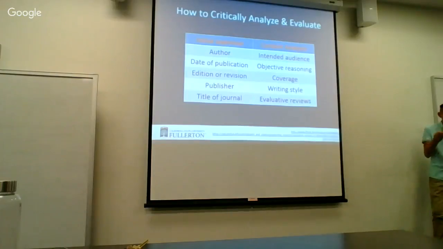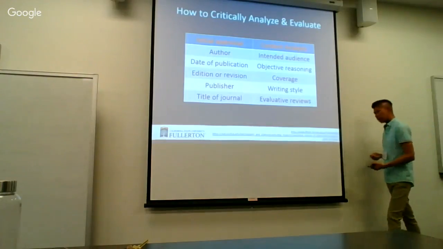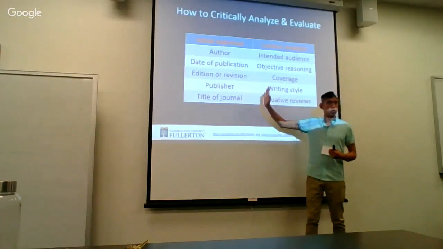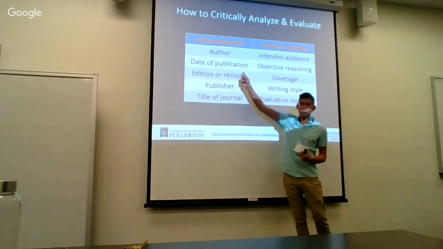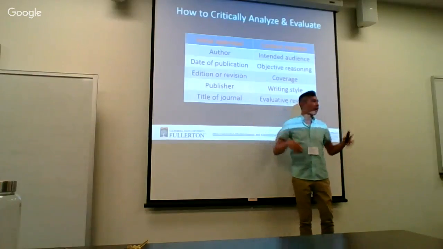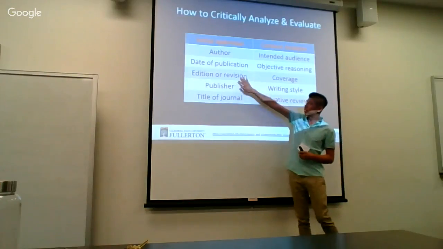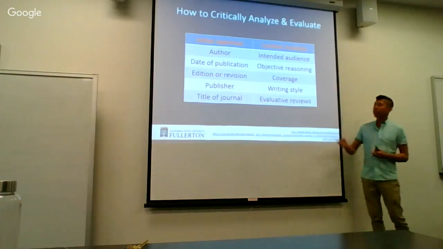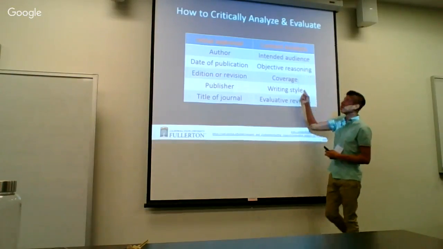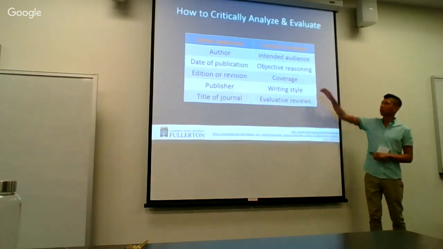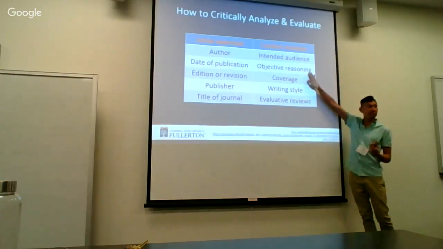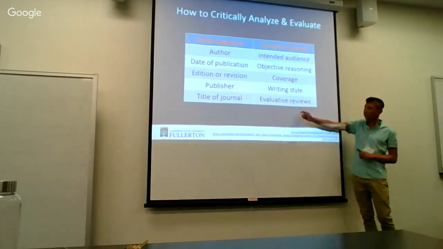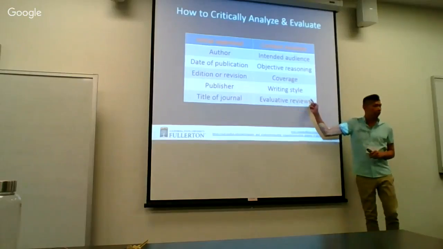So when you think about how do I critically analyze or evaluate a source, there are two different ways you can do this. Right? And I encourage you to do both of them. First one is the initial appraisal, looking superficially at the author, the publication, the edition or any revisions that were done, the publisher, and the actual journal itself. But then reading more for the content in itself. Right? Who was it intended for? What was the objective reasoning? Or is there any subjectiveness? Is it covering everything? Writing style and evaluating reviews. And we'll talk about each of these in more detail.